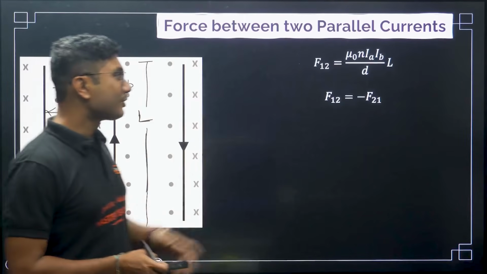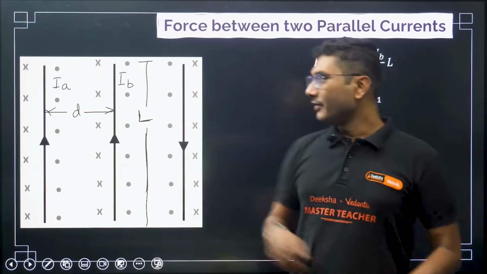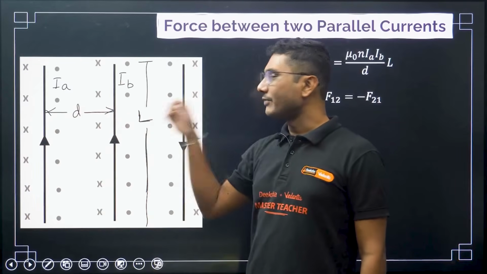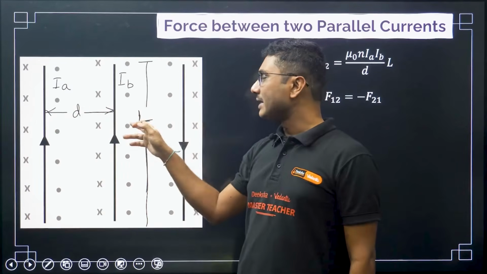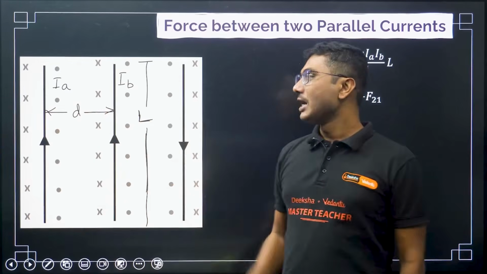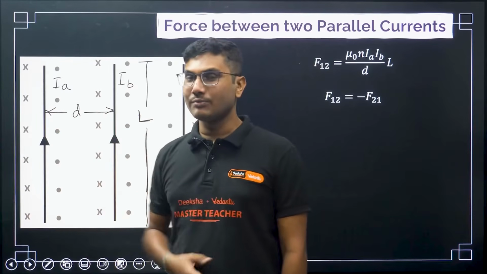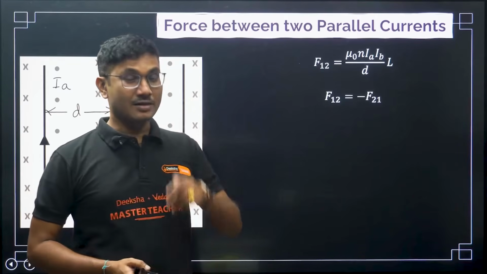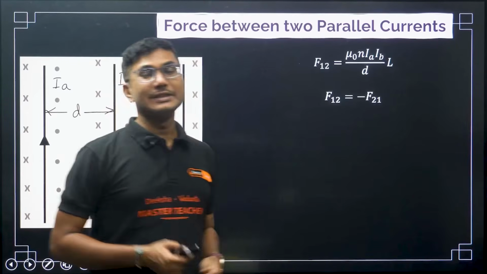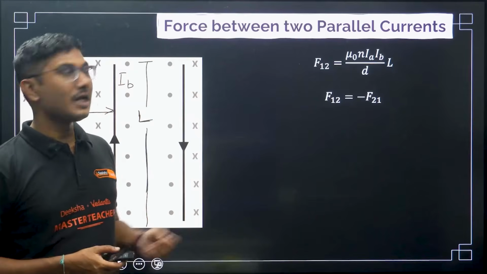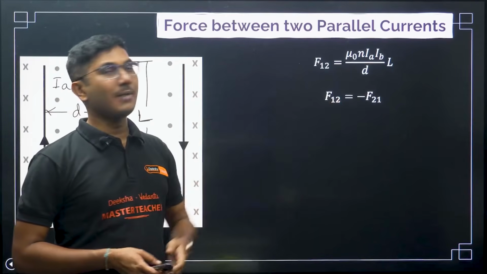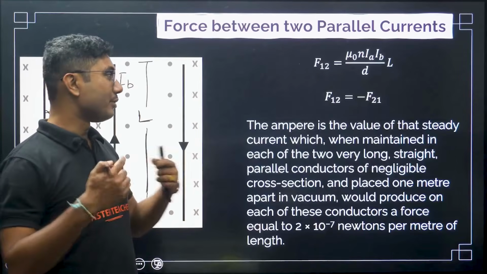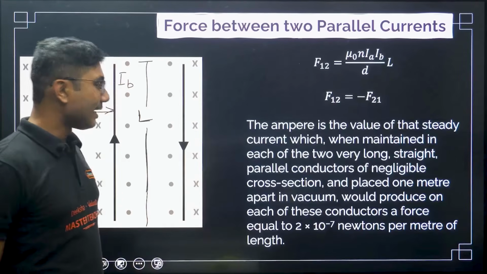Also, according to Newton's third law, if this wire applies a force F12 on this, and this wire is applying a force F21 on this, and no other external force is present, then these two forces must be equal and opposite, and F12 will be minus F21. Magnitude will be the same.